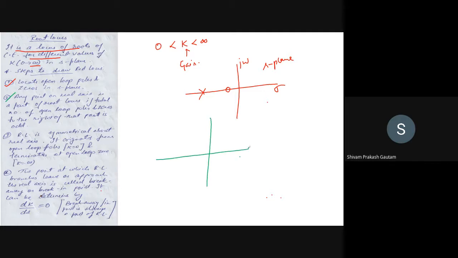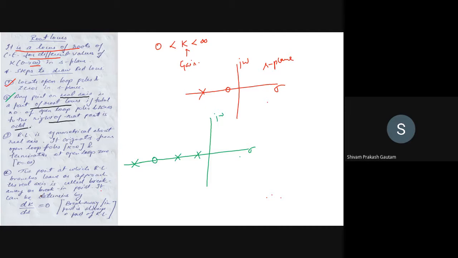Suppose after locating poles and zeros from step number 1, we have the locations of poles and zeros like this. Let us suppose we have these poles and zeros, just randomly drawn. So what does this step say? Any point on the real axis is a part of the root locus if the total number of open loop poles and zeros to the right hand side of that point is odd, right?